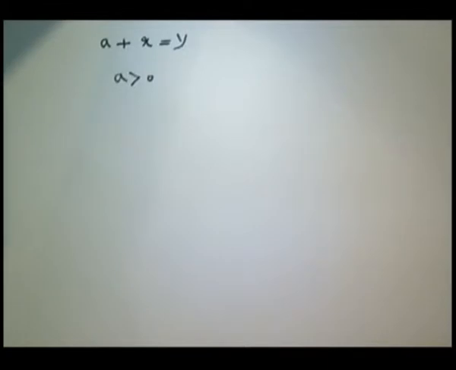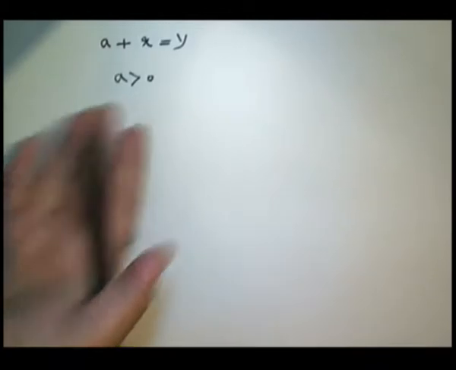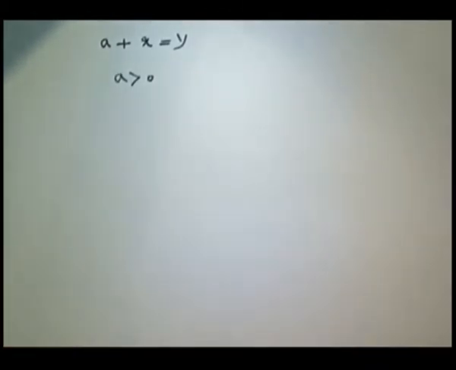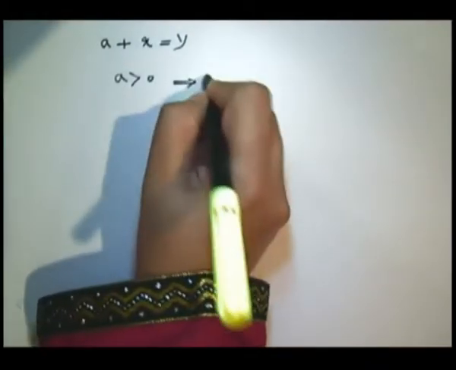Yes? If I put A greater than 0, does it mean any value of X and Y will satisfy this? Yes, Y should be greater than X. So here we have a positive term. So what does it say?